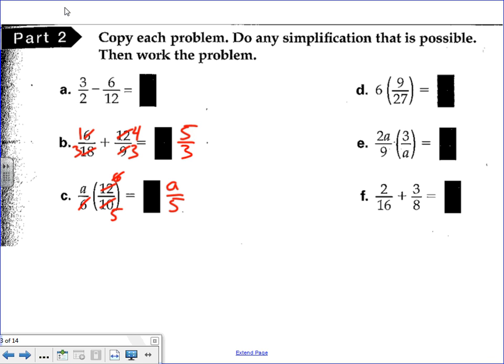All right, you can go ahead and finish up A and then D, E, and F. When you're done with part 2, make sure you get it checked, and you can move on to another part of the review. Okay, go ahead.